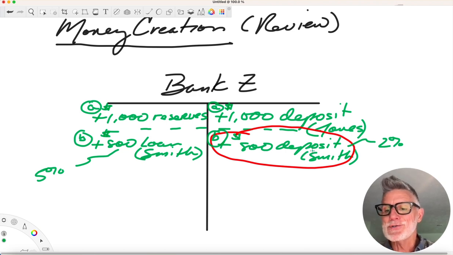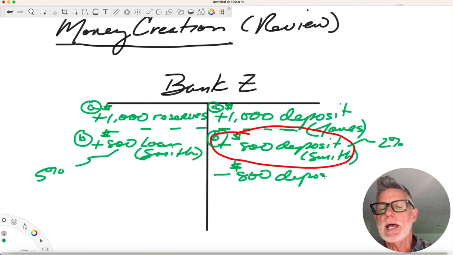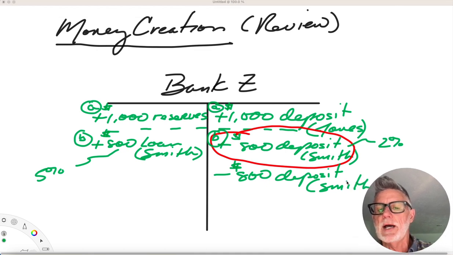So Smith borrows to buy something. So Smith withdraws this money. We're going to talk about, and this is money, Smith withdraws. A negative deposit is a withdrawal, right? When you withdraw, deposits go down.